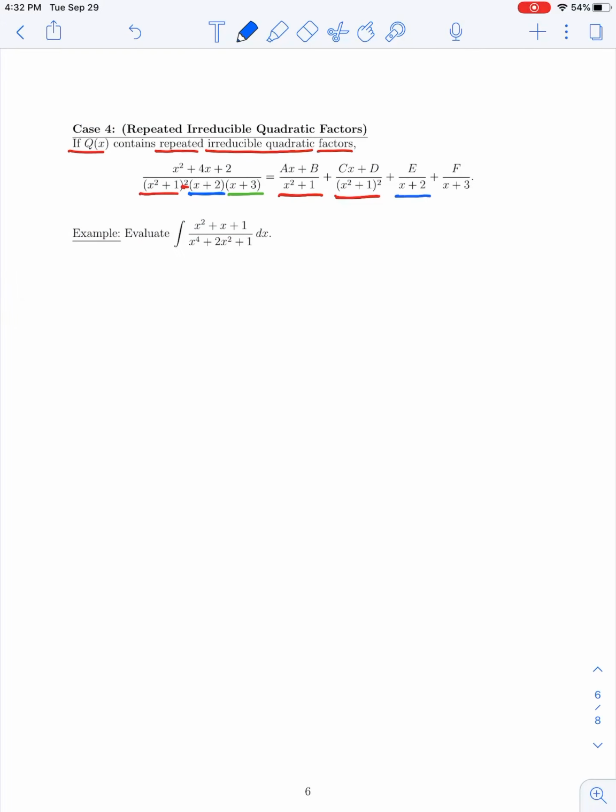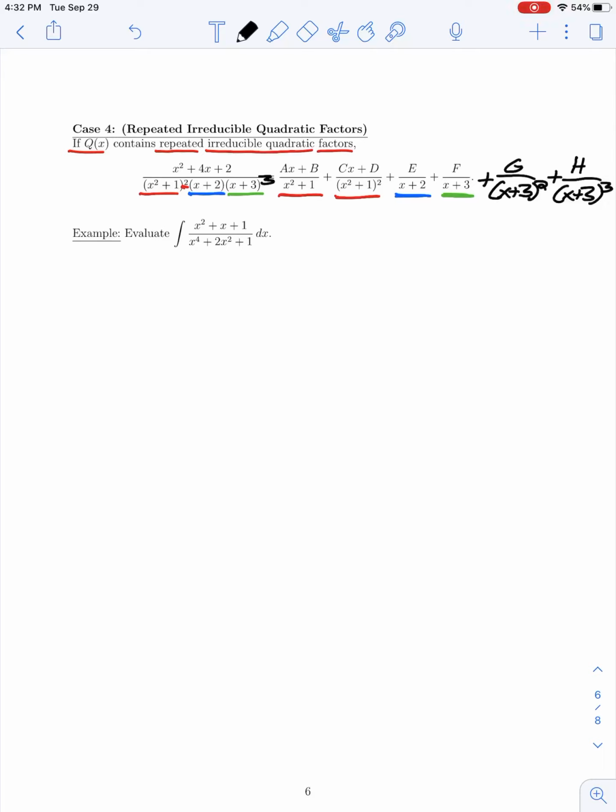And for these last terms, where we had distinct linear factors, we have some constant divided by that linear factor, the same as what we had considered before. Or again, if we modified this slightly, let's say we made the x plus 3 power cubed, well, we would have two more terms, say something of the form g over x plus 3 squared and h over x plus 3 cubed, and so on. So again, the more complicated our denominator is, the more complicated the partial fraction decomposition becomes.